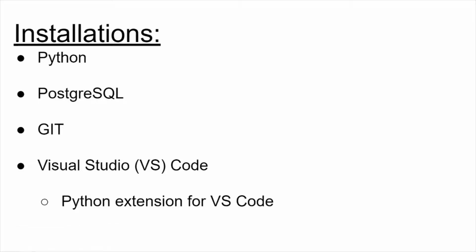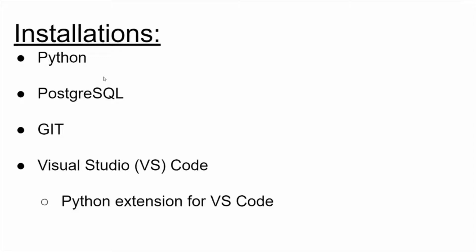Hello everyone. So today we're going to be talking about how to install everything for this project. The first thing that we're going to be installing is Python, which is going to be the programming language that we're going to use for the project. And then we're also going to be using PostgreSQL, which is how we're going to have our database, and we're going to be storing all the tasks in the database using PostgreSQL.